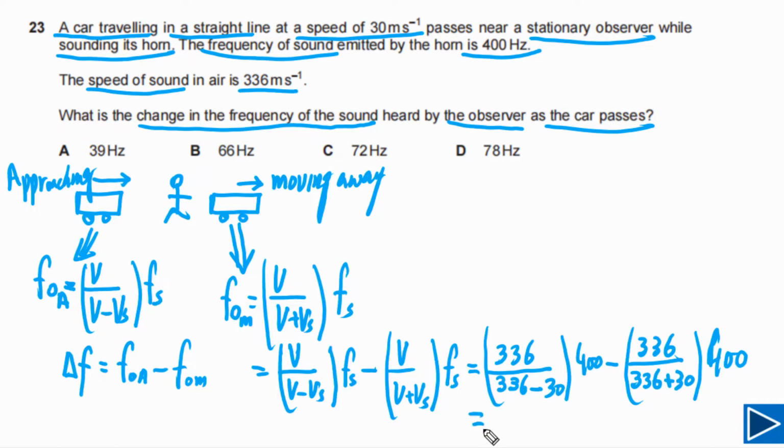Now simply we need to solve this one. If we calculate, in this case our final answer will be equal to 72 Hertz, and this is the change in frequency heard by this observer when the car passes this observer. So the answer for this question is C.